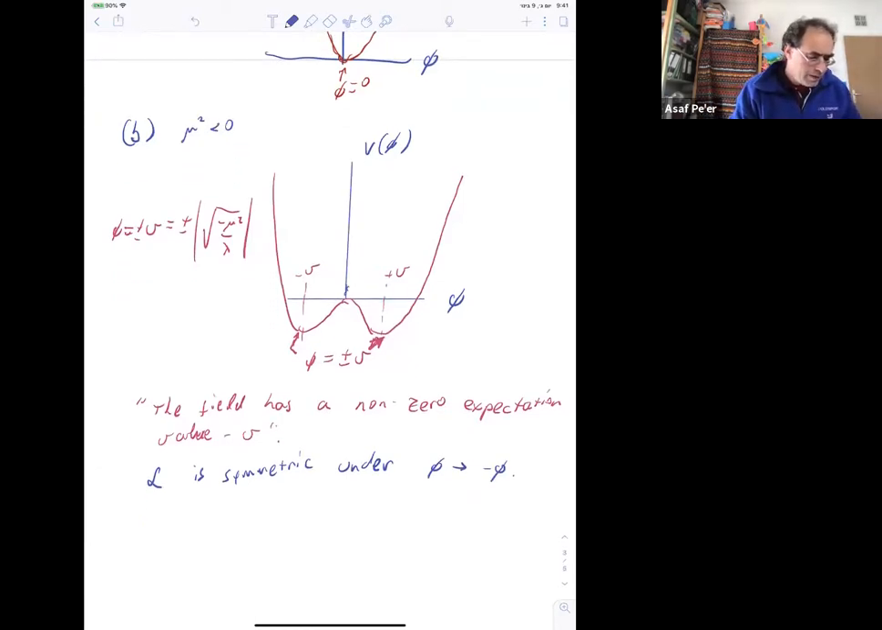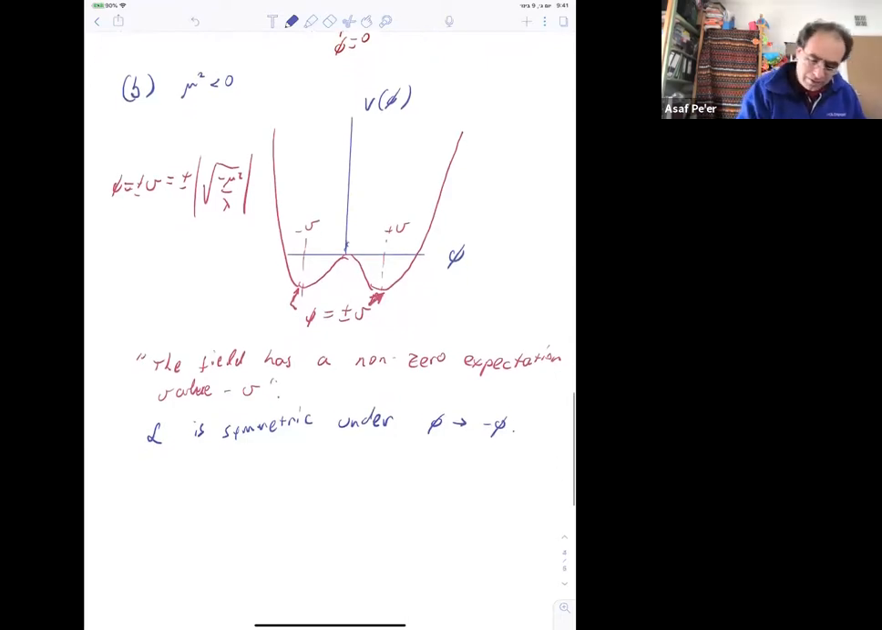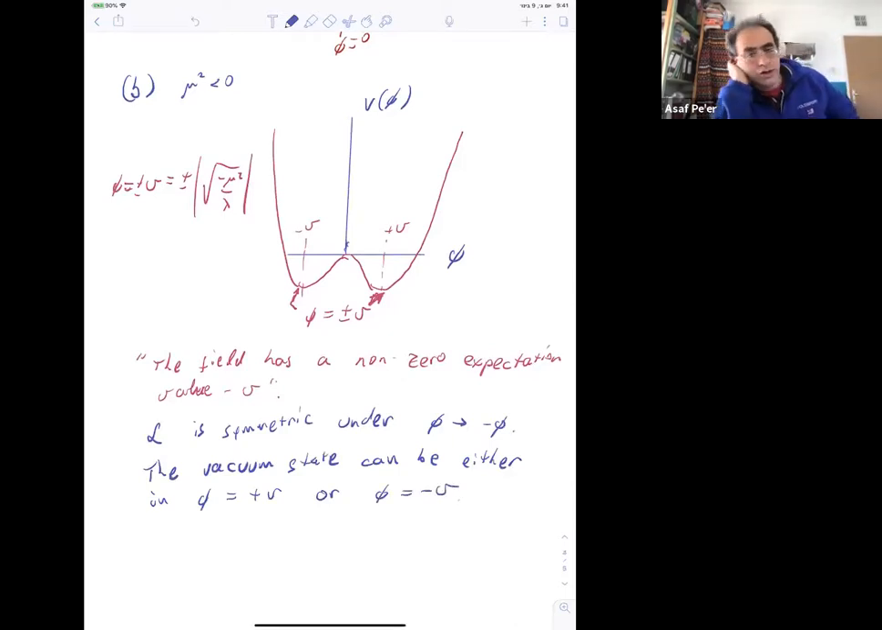Right. Now the vacuum state can be in only one of the two possibilities, right? So the vacuum state can be either in phi is plus v or phi is minus v, right? Now the choice of which one, that's going to break the symmetry of the Lagrangian, right? And when this happens, it's called a spontaneous symmetry breaking, right?